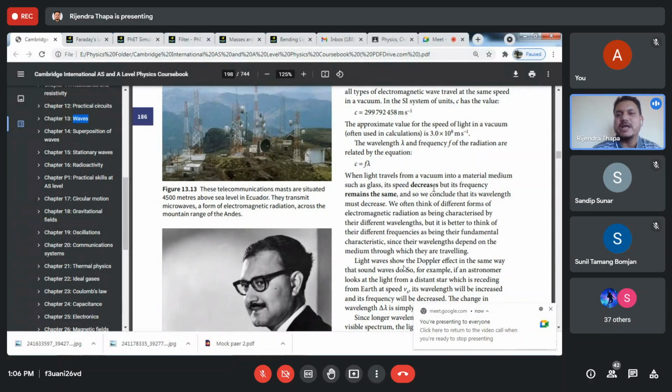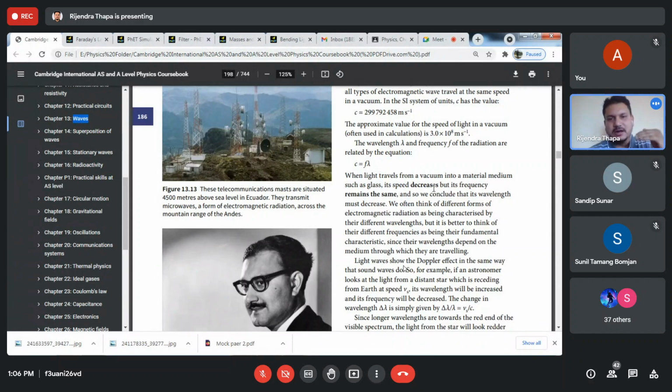Let's find out with the help of the virtual lab if this is correct. When light is traveling from vacuum into glass, the speed in the vacuum should be greater than the speed in the glass, because of which we can say that its speed decreases. Then the frequency remains the same, there is no variation in the frequency. And we concluded that its wavelength must decrease. Why the wavelength must decrease, we shall come to with this relation.